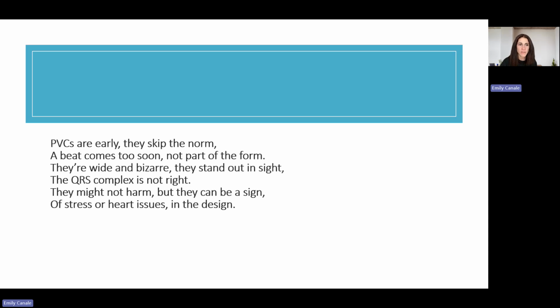So the big thing with PVCs, sometimes they can be caused by hypoxia, a heart attack, electrolyte imbalances, caffeine, high blood pressure, drugs. So the treatment of PVCs, again, is really based on the symptoms. If they are symptomatic, then you want to treat the cause. So figure out what is causing the PVCs.